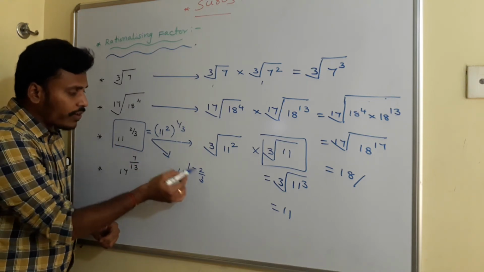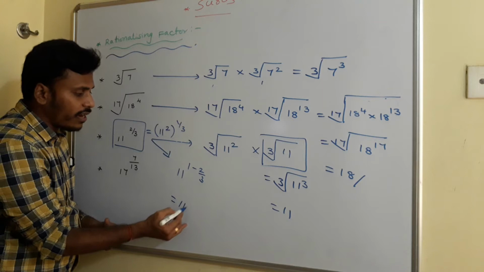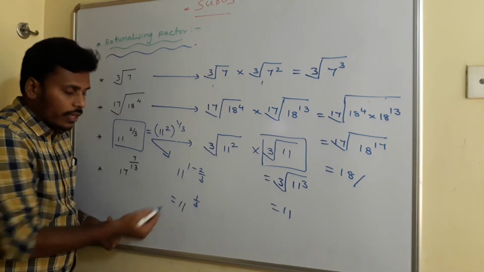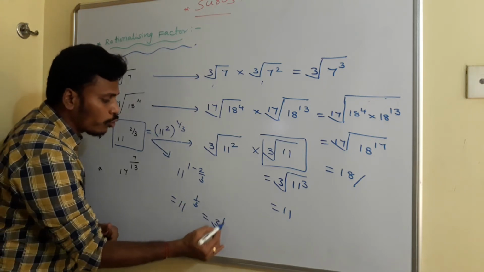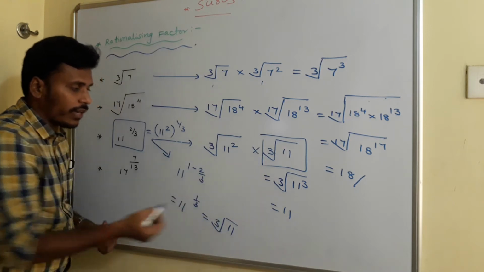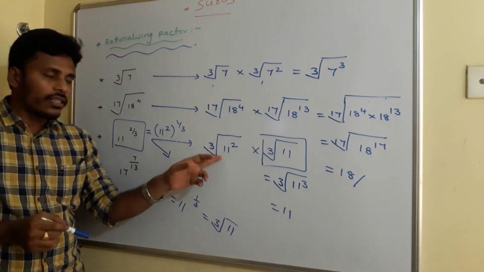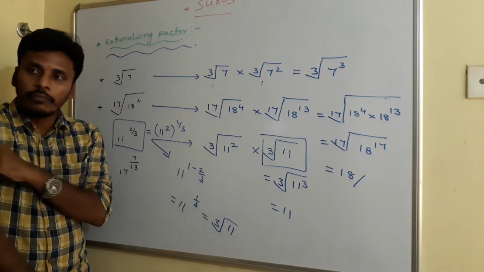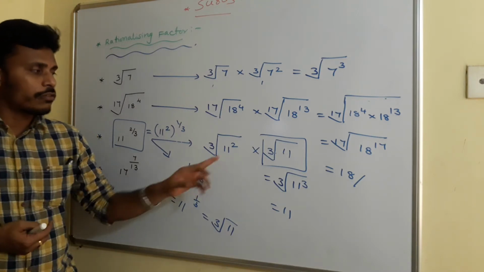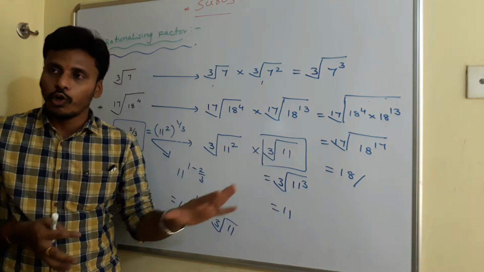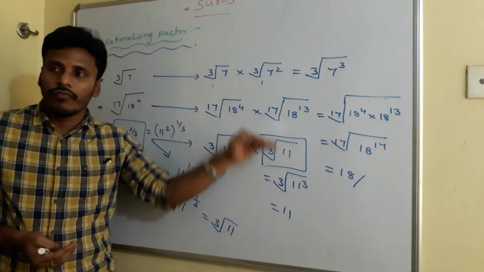See, what is the 11 power 1 minus 2 by 3? This is again 11 power 1 by 3 only. That 11 power 1 by 3 is again cube root of 11 itself. That is the rationalizing factor. See, one way to think is under the cube root you need every number three times. So to maintain three 11s you just multiply with one more 11. So that is cube root of 11. That is one way of thinking.